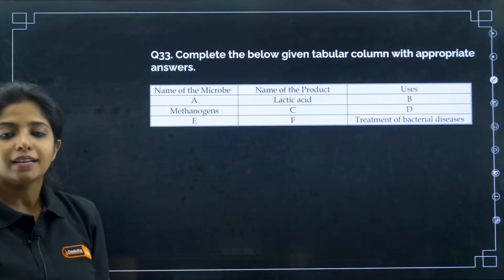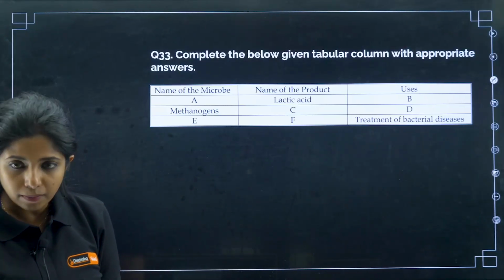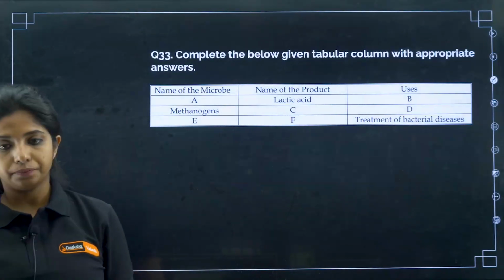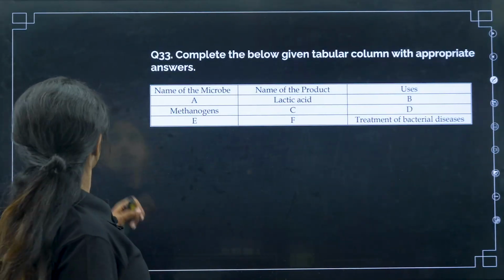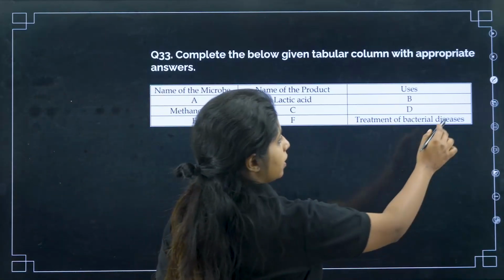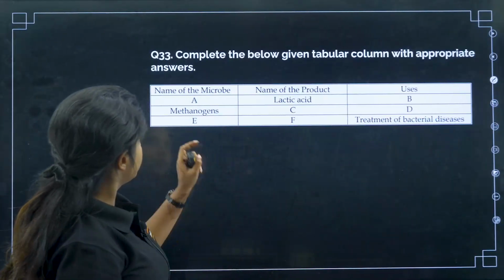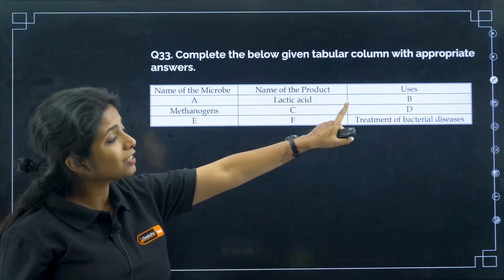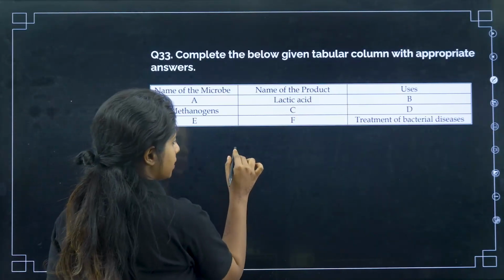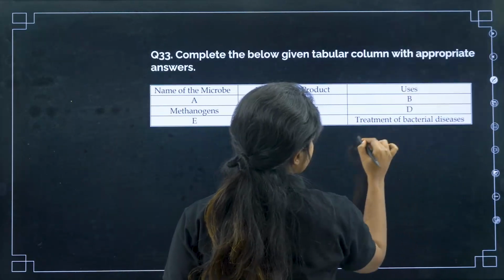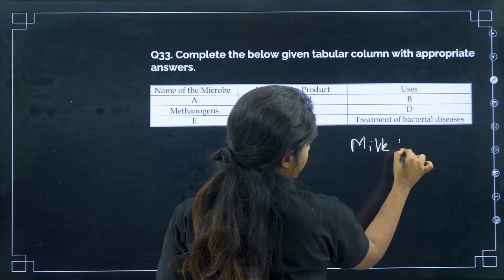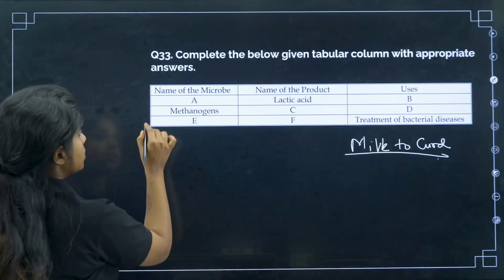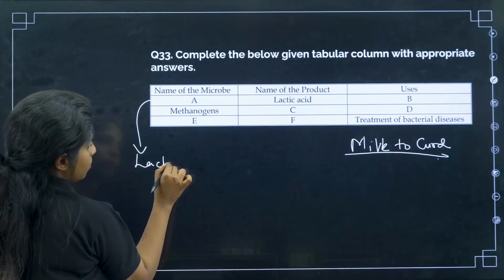Now, complete the below given tabular column with appropriate answers. Let me see how many questions are there. Okay, 2 more questions from here, so we have to finish this. Microbes in human welfare, this is from that chapter. So name of the microbe, name of the product. Lactic acid is being produced. It converts milk to what, my dear children? Milk to curd. Now, what is the name of the microbe? It is Lactobacillus.